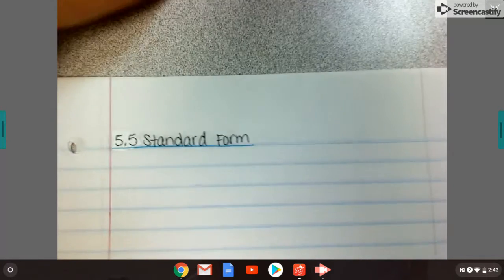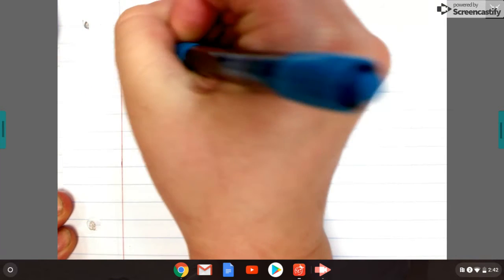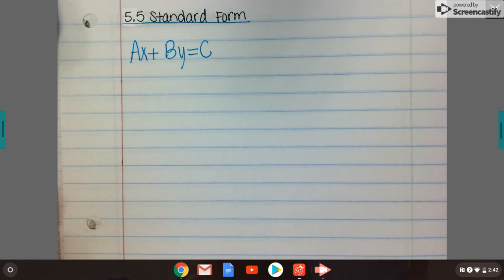We're going to work through our notes on section 5.5. These ones are on standard form. It's the last of our three formats of linear equations. So this one is ax plus by equals c, where a, b, and c are all capital letters. We'll use the lowercase ones later for quadratics. So we've got ax plus by equals c.